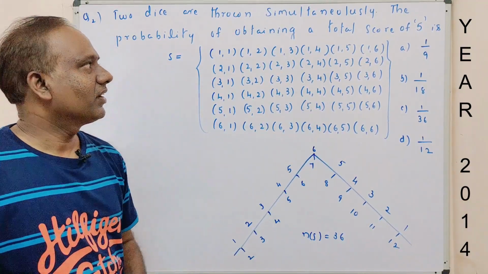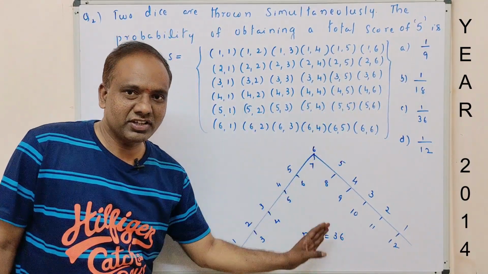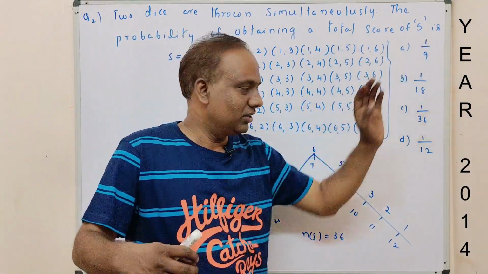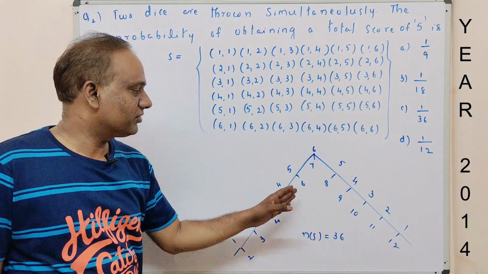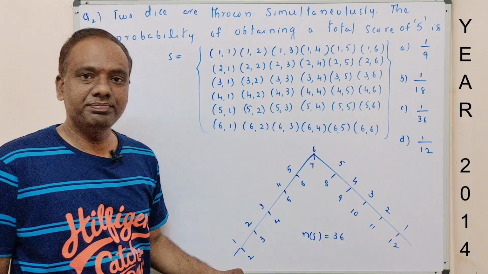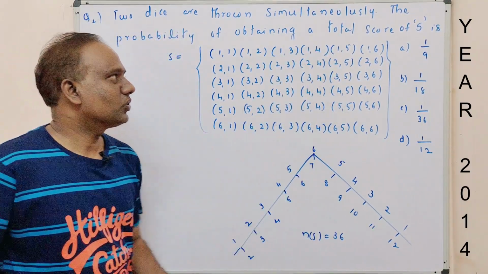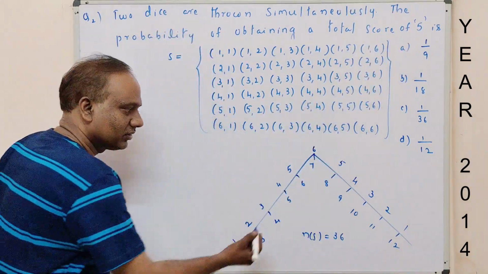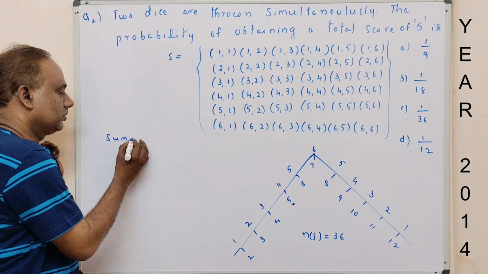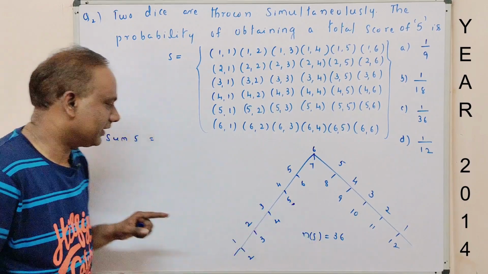Now the total score is 5. Please remember this table. By using this table, not only sum 5 but sums 3, 4, 5, 6, 7, 8, 9, 10 up to 12 are not a problem. We can write it very easily. Please observe here. The total sum is 5, so directly the probability is 4 by 36.